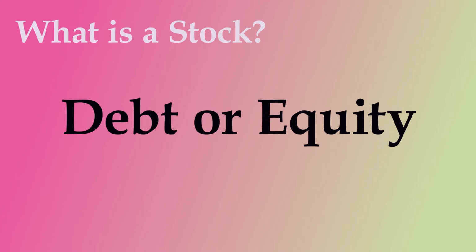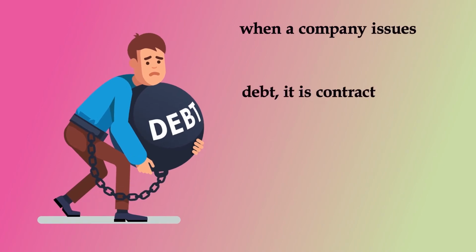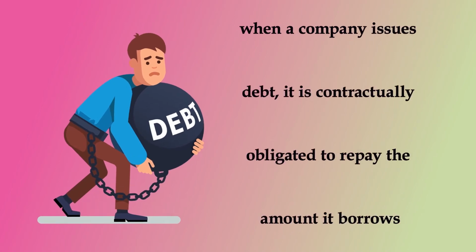A key difference between debt and equity securities is that debt is a liability for the issuing company, whereas equity is not. So this means that when a company issues debt, it is contractually obligated to repay the amount it borrows. So for example, the principal or the face value of the debt. And they're obligated to repay at a specified future date. So the cost of using these funds is called interest, which the company is contractually obligated to pay until the debt matures or is retired.